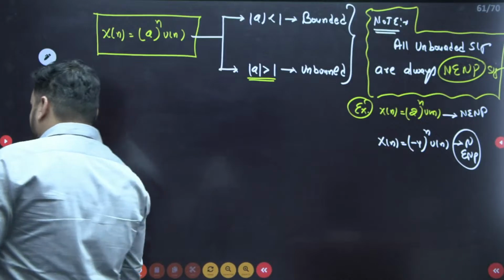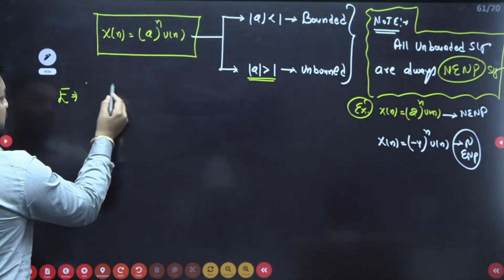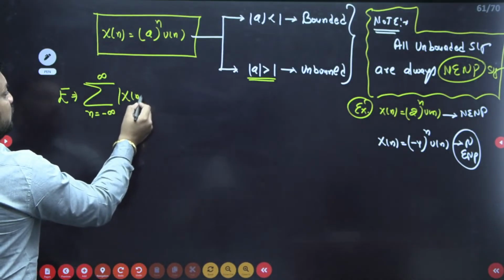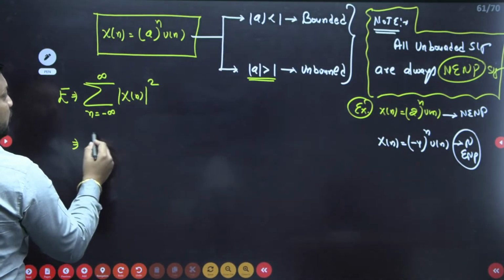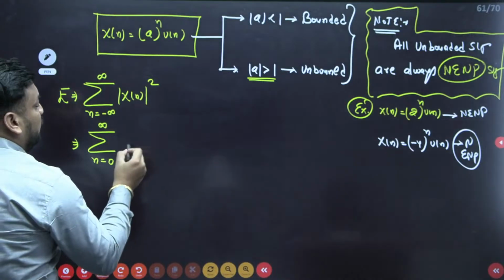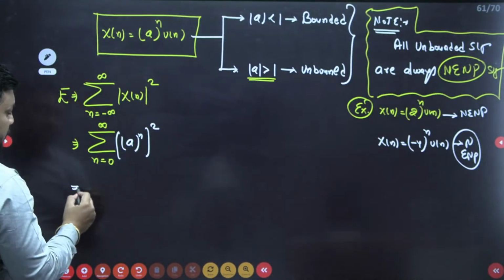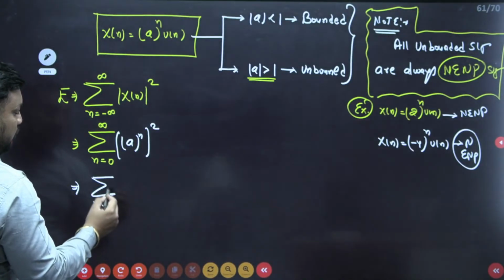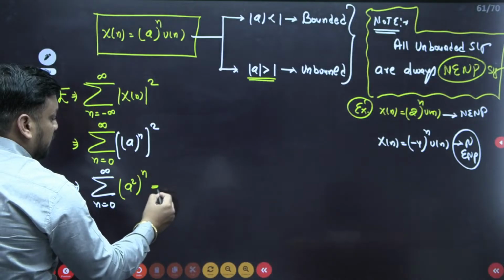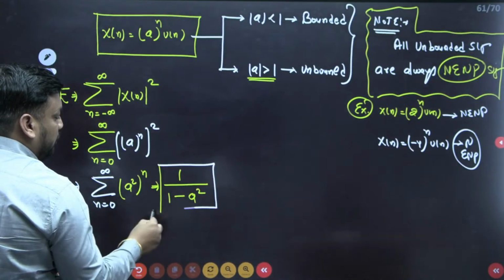Now if I am looking for the energy, if I apply the energy formula, then the energy formula is nothing but n tends to minus infinity to infinity, mod of x of n whole square. Because of u[n], the lower limit is 0 and the upper limit is infinity, and when you apply it you will get a to the power n whole square. Yes or no? So ultimately when you write n equal to 0 to infinity, here you will have a square to the power n. So ultimately you should write 1 upon 1 minus a square.